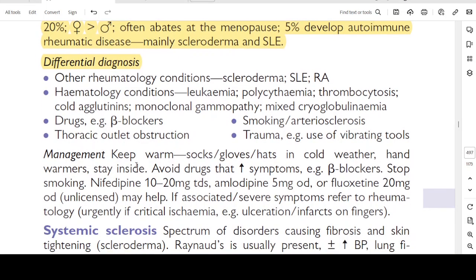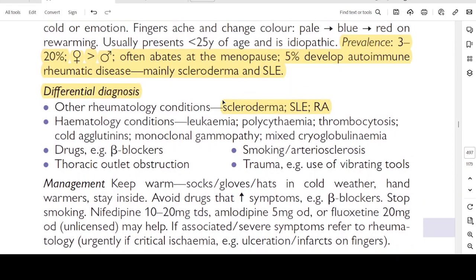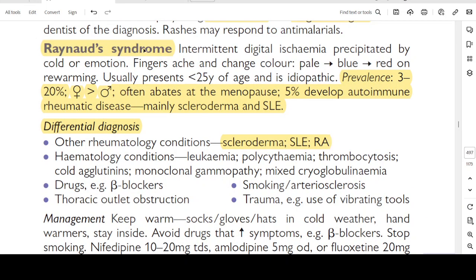Differential diagnosis. Consider other rheumatology conditions like scleroderma, SLE and rheumatoid arthritis. So whenever you find a patient with Raynaud's syndrome, you need to consider other diagnoses like scleroderma, SLE or rheumatoid arthritis, which may be associated with Raynaud's phenomenon.